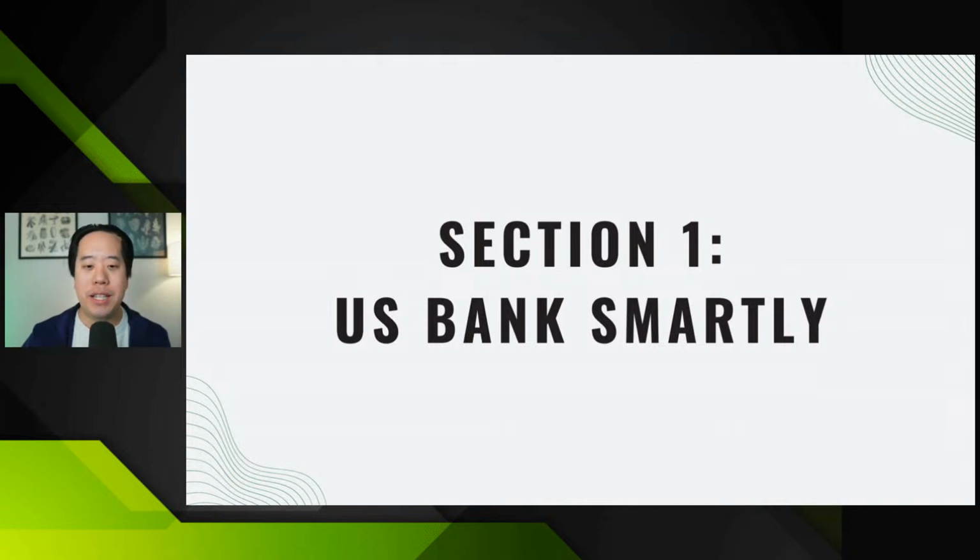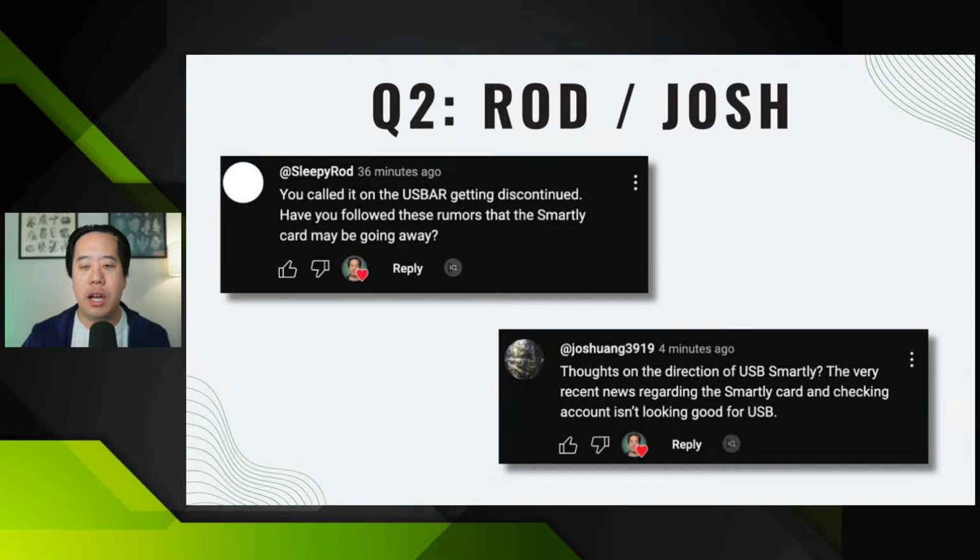So basically this came out because, first of all, we had 2 questions about that. The first, Sleepy Rod, said, you called on the U.S. Bank Altitude Reserve getting discontinued. Have you followed these rumors that the Smartly card may be going away? And then Josh said, thoughts on the direction of U.S. Bank Smartly? The very recent news regarding the Smartly card and checking account isn't looking good for the welcome offer.